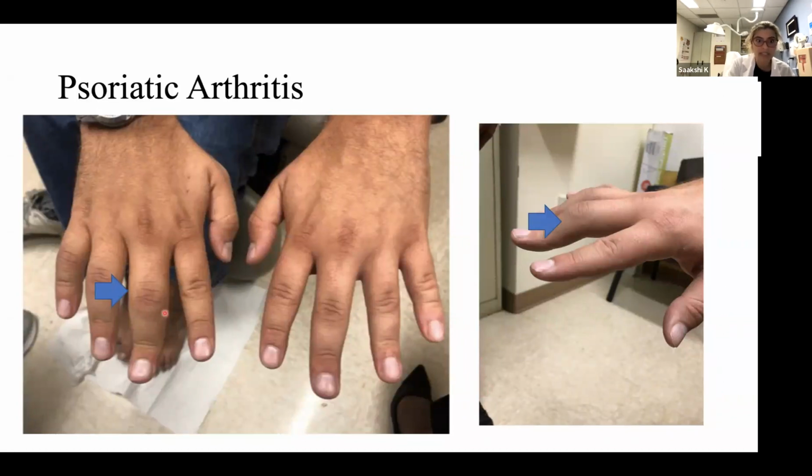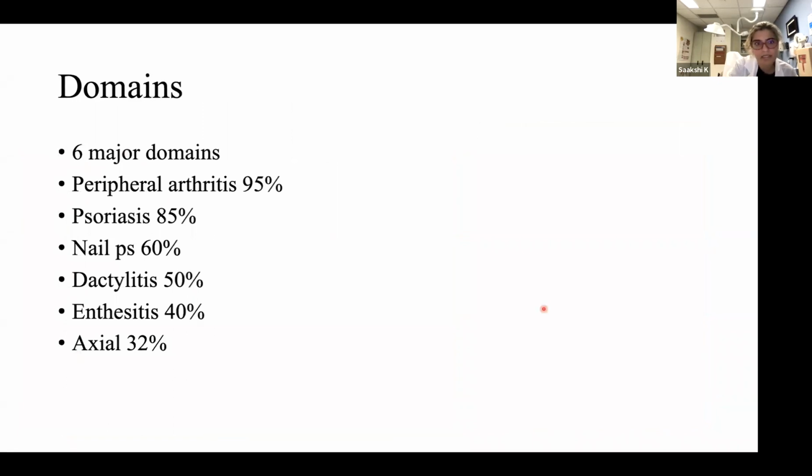This is a patient of mine who has involvement of his PIPs, proximal interphalangeal joints. You can see he has a fixed flexion deformity. He couldn't straighten out his fingers. So that's one example. I'm going to get back to the slide in a bit.